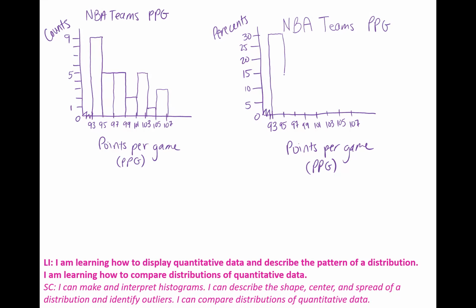And then my next 2 bars are at 17%. So that's going to be roughly about here. And then my next one was 6%, so there's 5, so just above the 5, there's 6%. Then I have another 17, so back up to the 17, something like that.